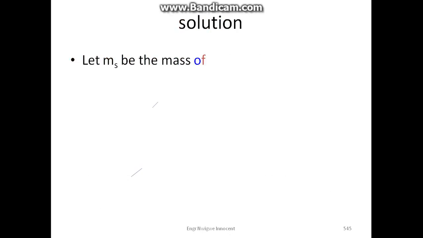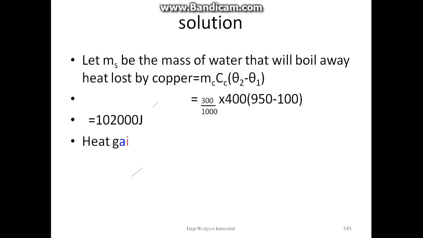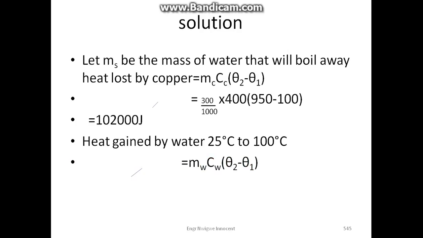Solution. Let Ms be the mass of water that will boil away. Heat loss by copper equals mc in bracket theta 2 minus theta 1, which is equal to 300 over 1000 times 400 in bracket 950 minus 100, which gives us 102,000 joules.